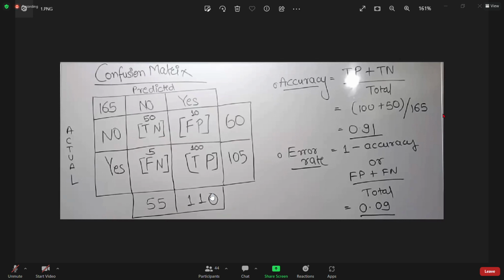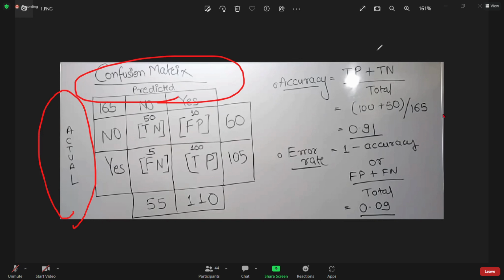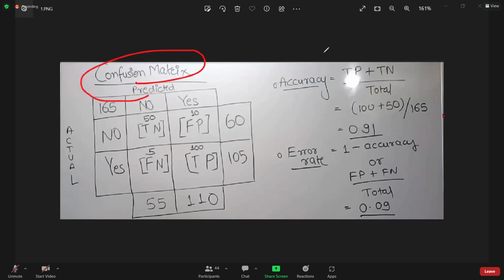Assume in the confusion matrix, we have two parts. One is the actual part, one is the predicted part. How many parts, guys? One is the actual part, one is the predicted part. So in the actual part and the predicted part, we have two things, guys. Assume actual means the patient, predicted means the doctor. Understand, guys? Actual means patient, predicted means doctor. Are you clear or not?